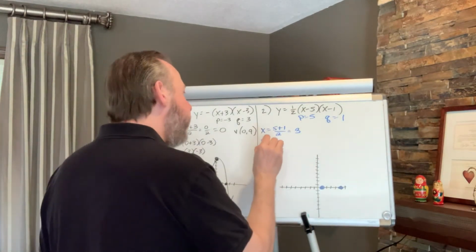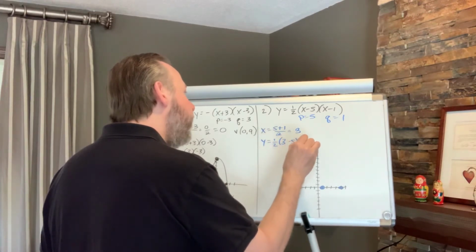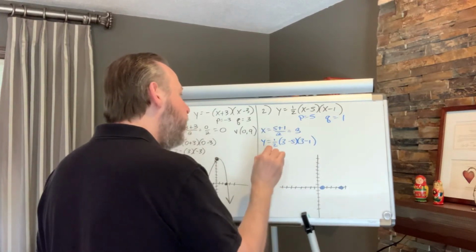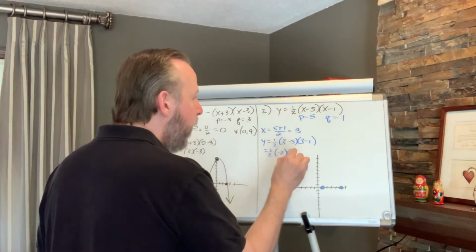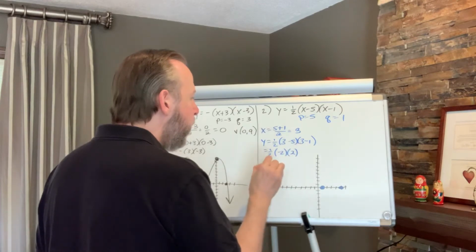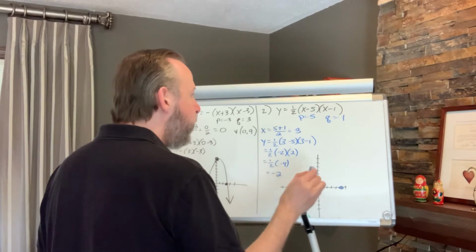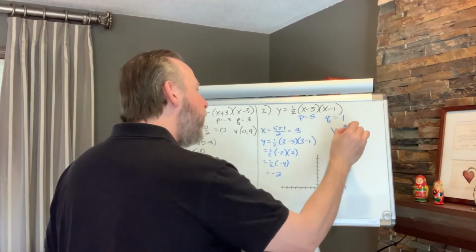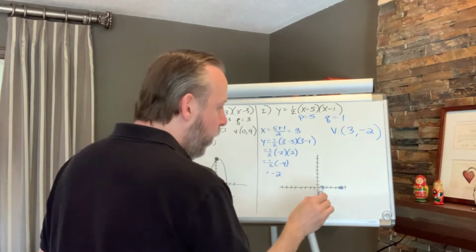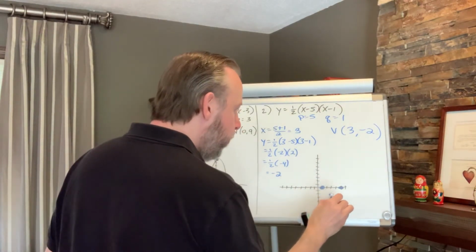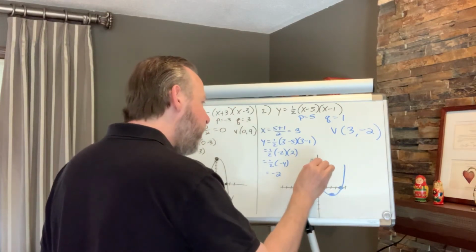And I'm going to plug that in to find out what the y value is at 3. So 3 minus 5, 3 minus 1. Do the parentheses first. 3 minus 5 is -2. And 3 minus 1 is +2. That's a half of -4, which is -2. So my vertex is at 3, -2. 1, 2, 3, down 2. And my parabola is graphed and done.